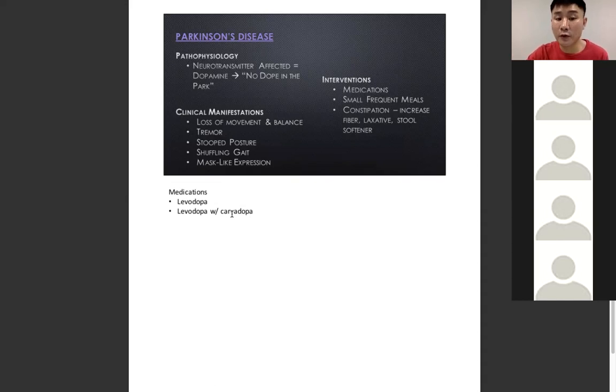We give them the levodopa medication. Levodopa is the medication that increases the level of dopamine in the patient. What do we teach when we give this medication? We have to teach the patient to reduce the intake of protein, okay? Please remember that. I'll repeat it one more time: reduce the intake of protein when taking levodopa. Why? Because the absorption of protein will decrease the effectiveness of levodopa. So we have to teach the patient to reduce protein intake when they are on levodopa.